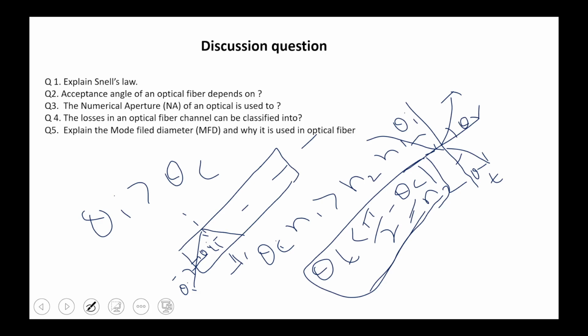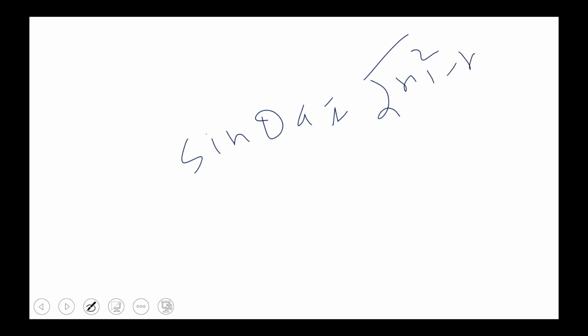Can you tell me the formula of acceptance angle? How can we calculate it? Theta A equals sine inverse of under root of n1 square minus n2 square divided by n naught. So sin theta A equals root of N1 square minus N2 square by N0. What is N naught here? It is the refractive index of the air medium, and N1 and N2 are the core and cladding refractive indexes.